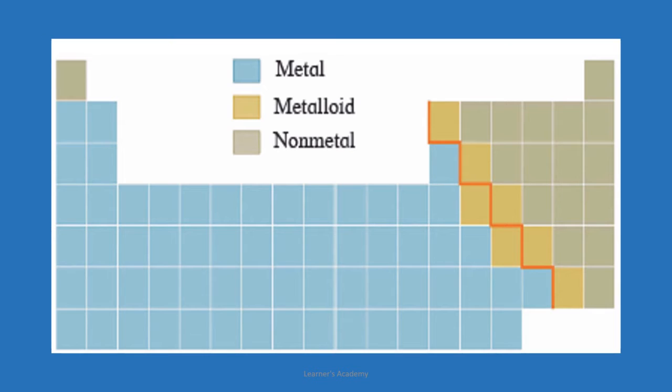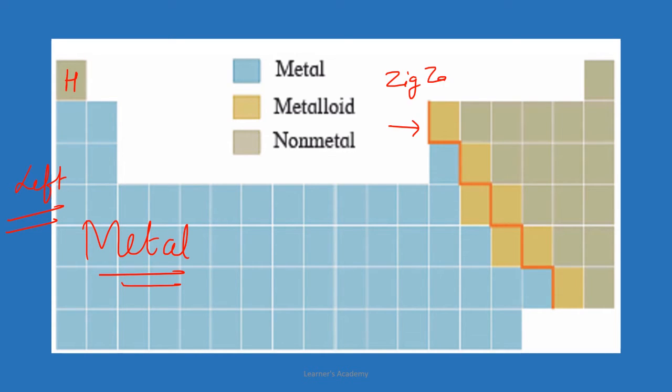This is the layout of the periodic table. Except for hydrogen, you can see that all the elements towards the left side of the periodic table are metals. They are all in blue color, and this is the zigzag line. On either side of the zigzag line we have these yellow colored elements. They are all metalloids. They are in between metals and non-metals.